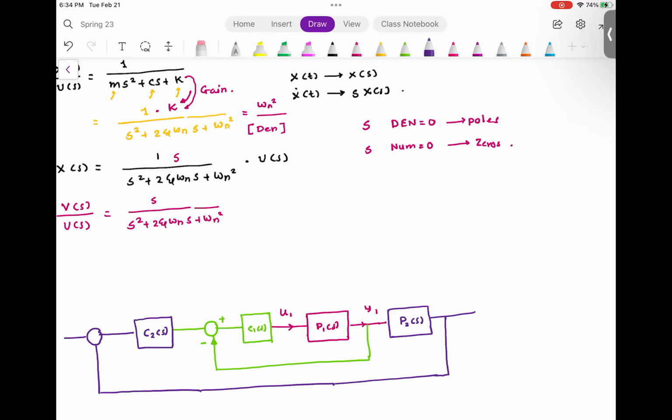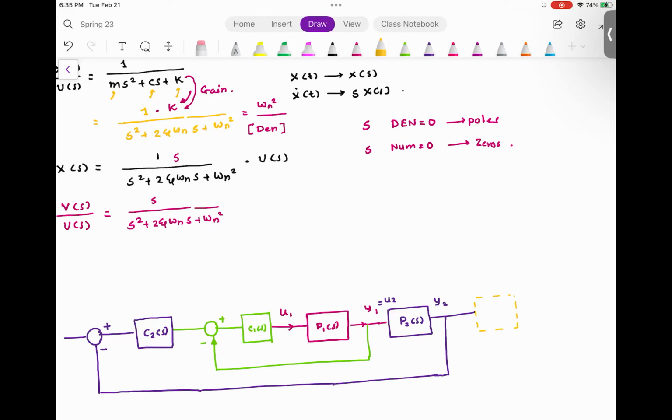U1, Y1, then Y1 becomes U2. U2 is fed into P2, and you get Y2 out, and this Y2 gets fed to the summing junction, which is minus and plus. And if you want to control the next transfer function, you do the exact same thing. You add your P3 here, and then you add your controller block.